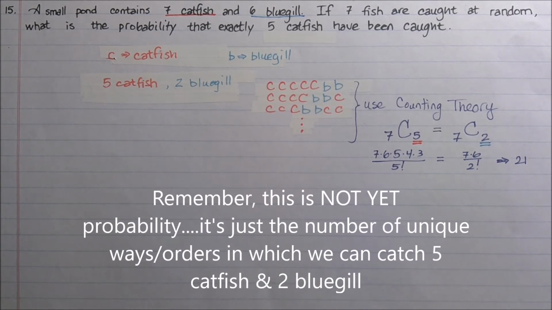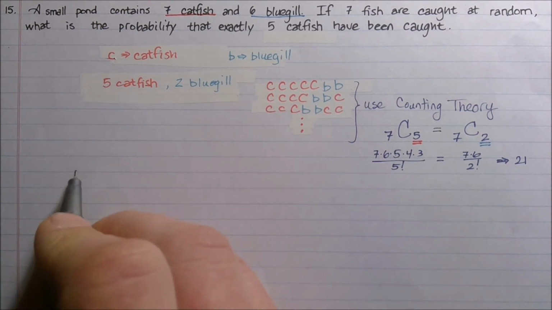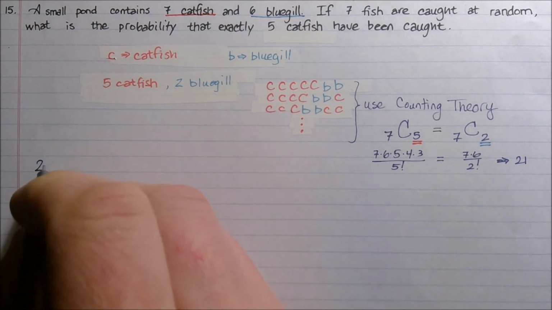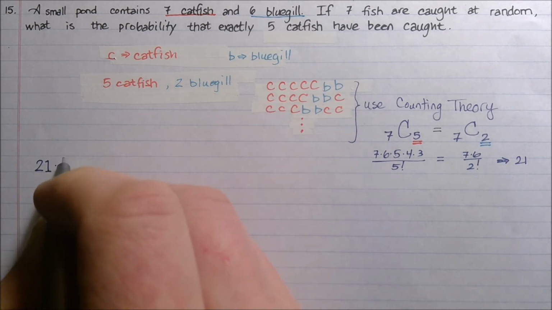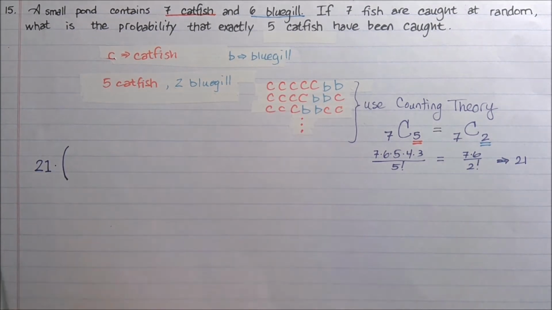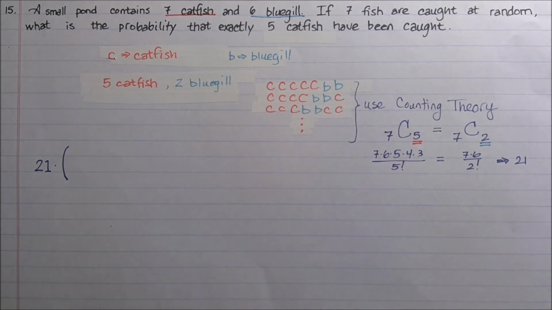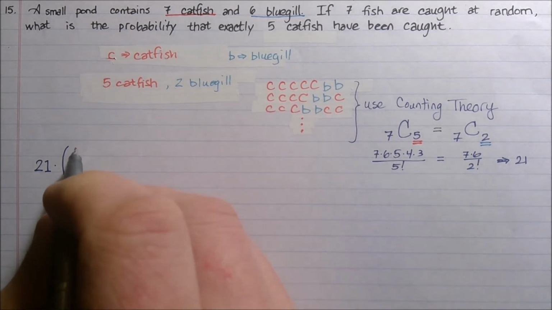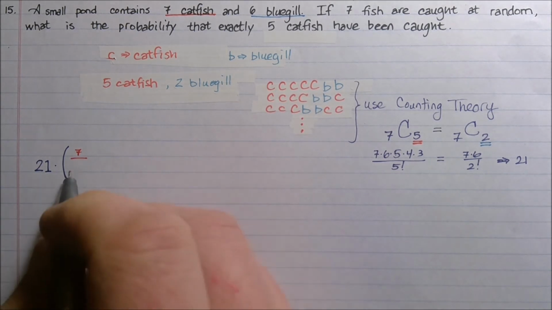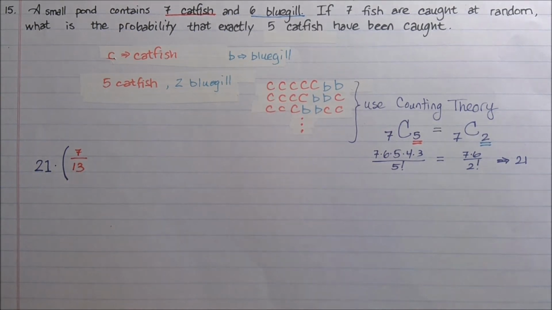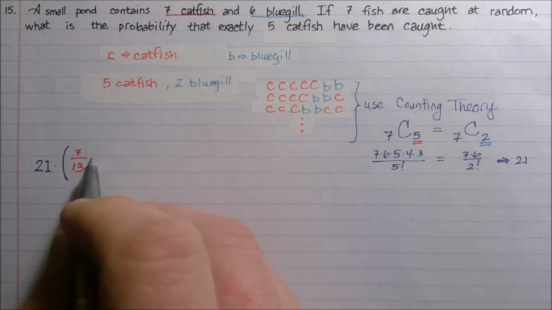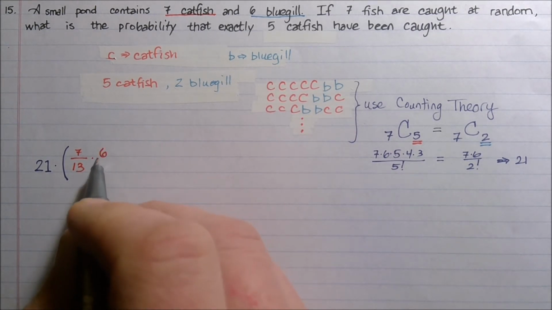Now, that doesn't give us probability. It just gives us the number of ways to do that. So whatever I get for my probability, I'm going to multiply it by 21. So 21 times, if I did one of these, then I could figure the rest out. So what's the probability that the first fish is a catfish? Well, there's 7 catfish out of 13 total fish. Once I've caught one of the catfish, there are only 6 left.